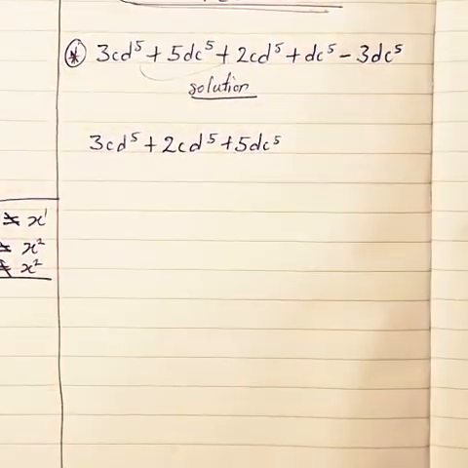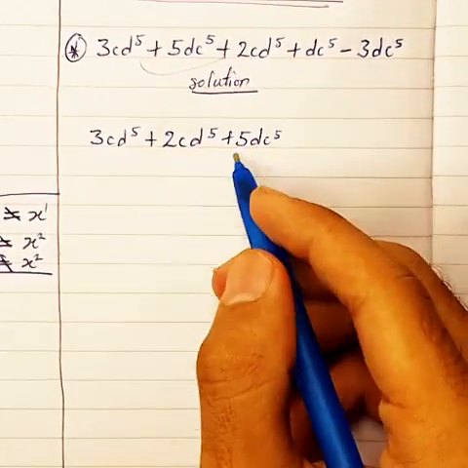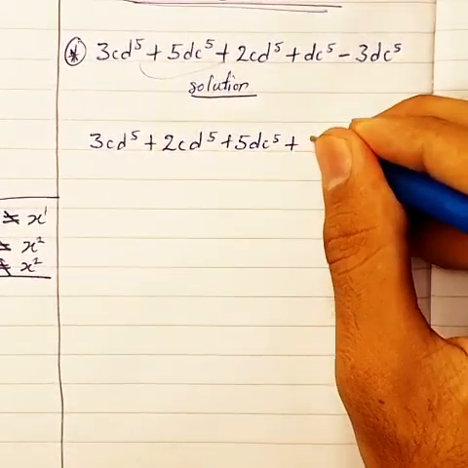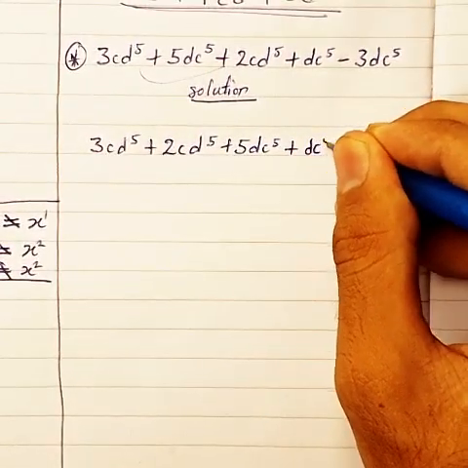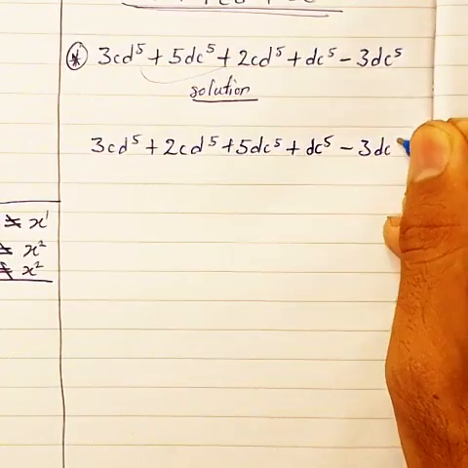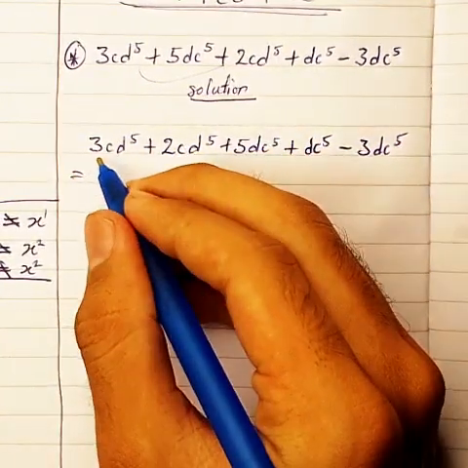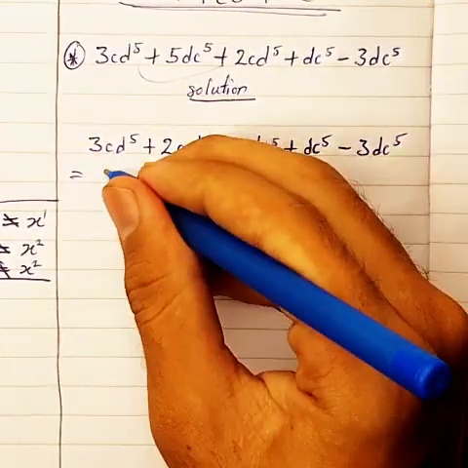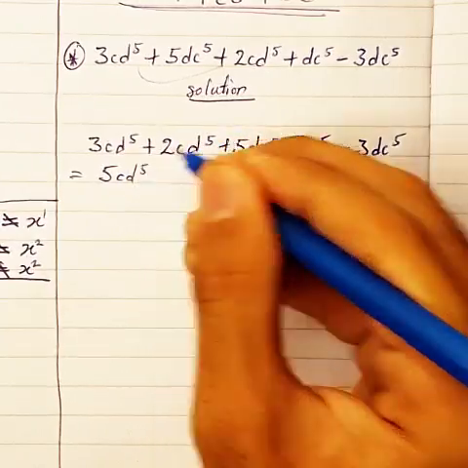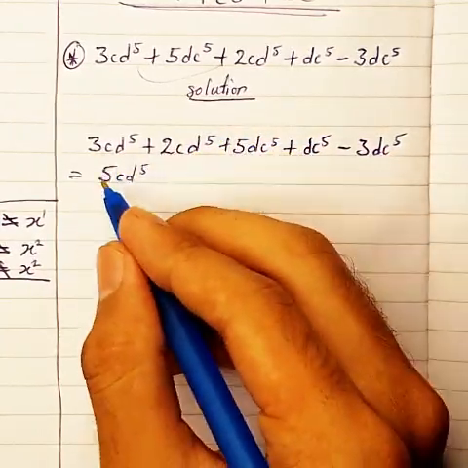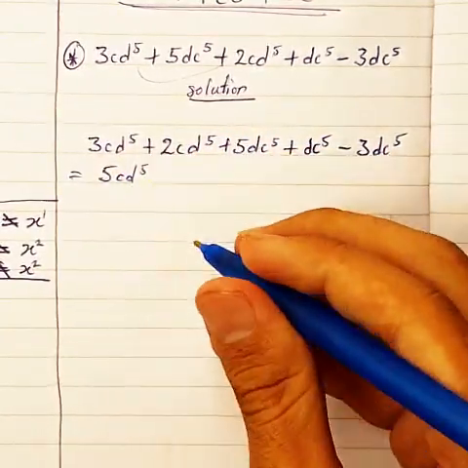The next value after this one, dc, you say 5dc raised to the power 5, and then minus 3dc raised to the power 5. So let's solve this. cd to the power 5, they combine. 3 plus 2 gives you 5. So we get 5cd to the power 5. You see, cd to the power 5, 3 plus 2, 5.